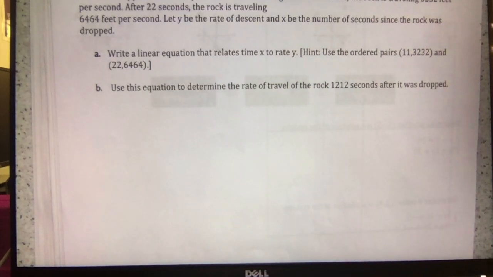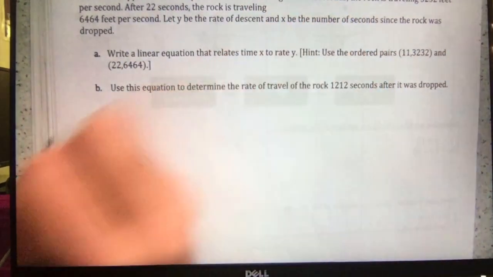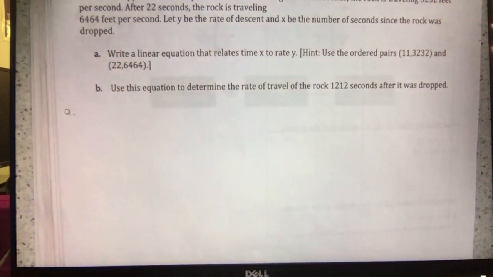Slope. Good, thanks. So we have 2 points that are relating x and y. We just want to put x and y together. How are these changing from one to the next? That's our slope. So we're trying to find the slope. So part A is to find the slope.